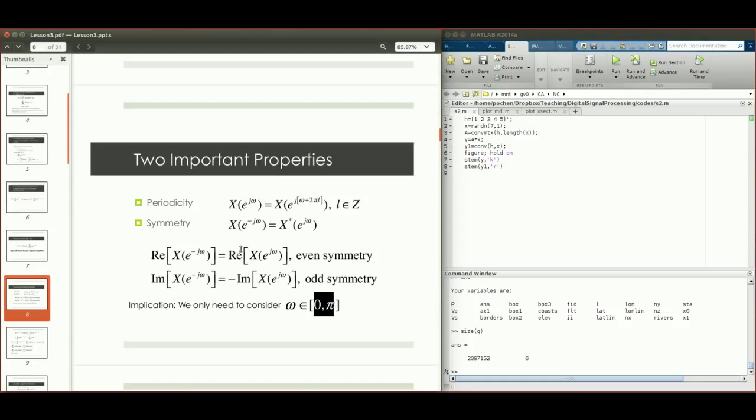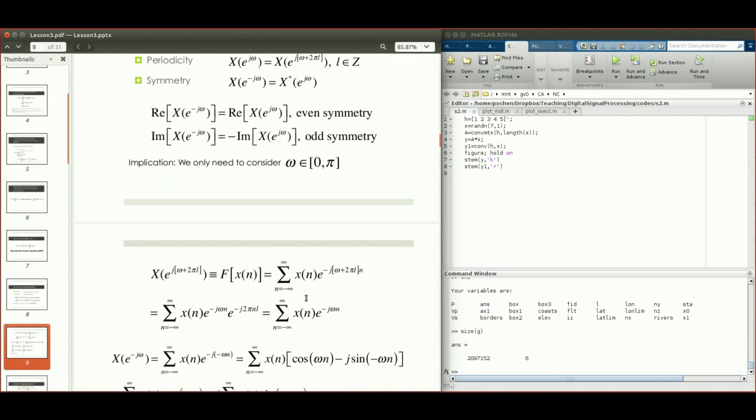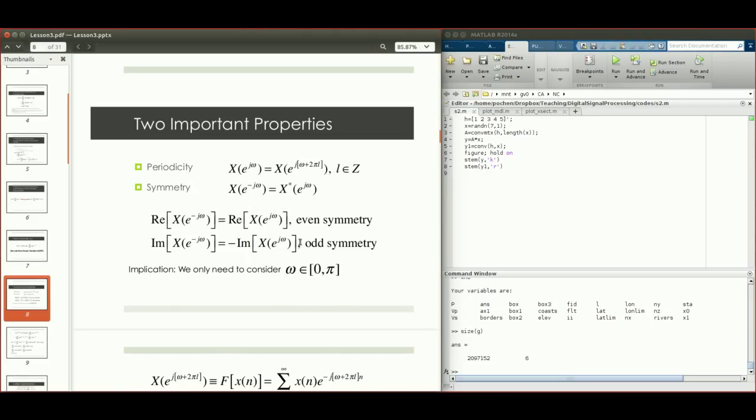So if you choose your interval from minus pi to positive pi, that's too long. You can cut it in half. All you have to do is look at the interval that goes from 0 to pi, because from this symmetry property, you know that from minus pi to 0 you have a symmetry. The real part is identical, symmetric to the positive frequency part, and the imaginary part is anti-symmetric with respect to the positive frequency part.